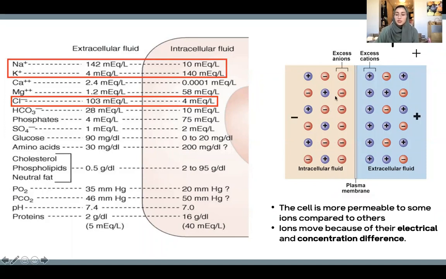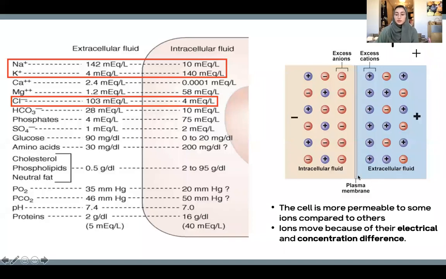Okay, so why are we talking about this? I kept telling you guys about excess positive charges and excess negative charges. When we're looking at the intracellular fluid, despite having a lot of potassium inside the cell, there are a lot of negative charges from things like proteins, nucleic acids, etc. So you have an excess of anions. The inside of the cell is always negative, and the outside of the cell is always positive.